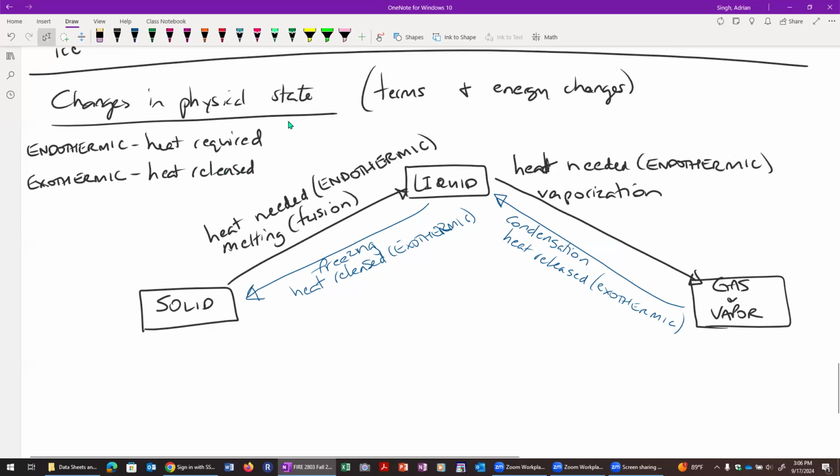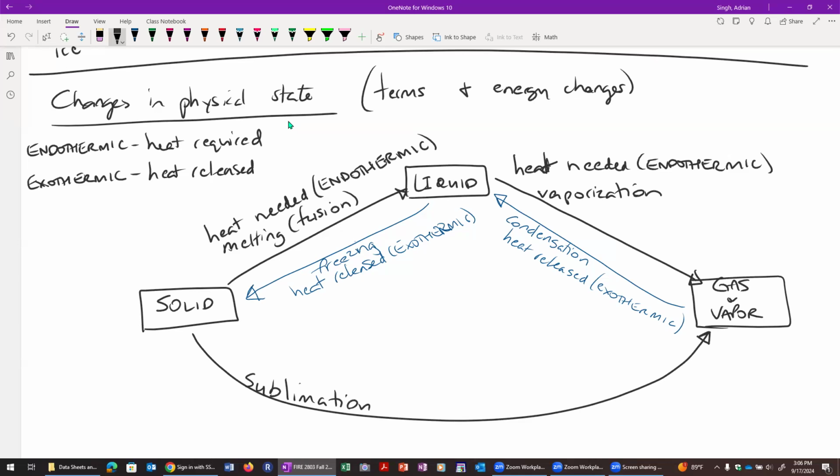All right, so we've seen how we can go from the solid to the liquid to the gas or the vapor. Can we go from the solid to the vapor and skip the liquid phase altogether? The answer is yes. We can go from the solid directly into the gas or the vapor phase, and that process is called sublimation. And as you can imagine, heat energy is needed. Thermal energy is needed. So that makes it endothermic.